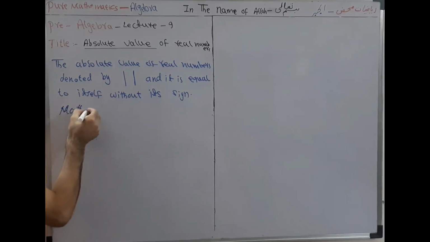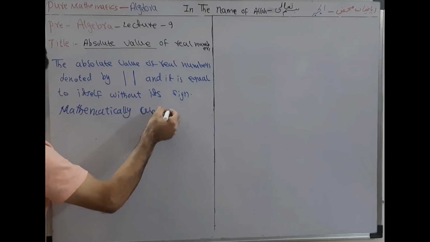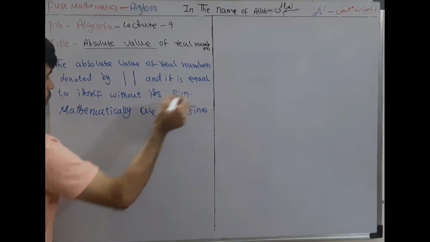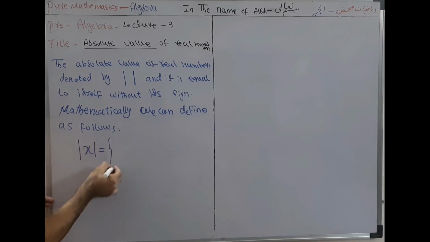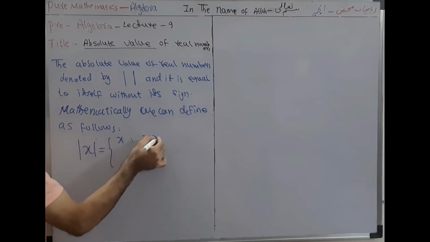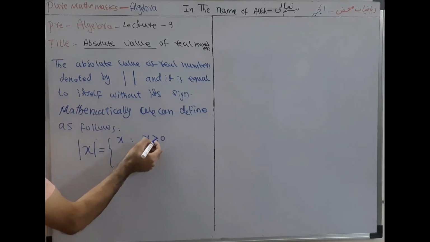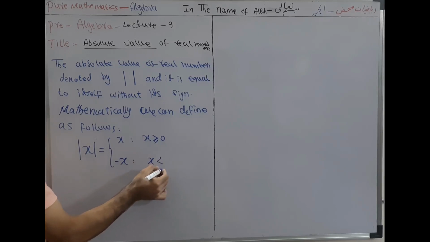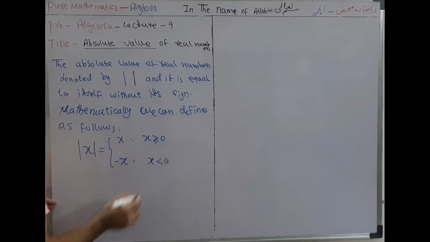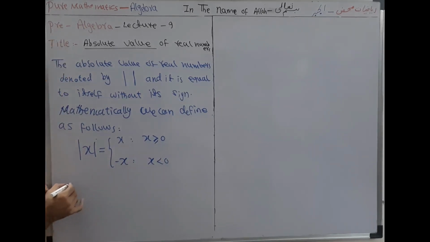Mathematically, we can define it as follows. Absolute value of x is equal to x, such that x is greater than or equal to 0, and minus x if x is less than 0. It is the definition of absolute value of real number.